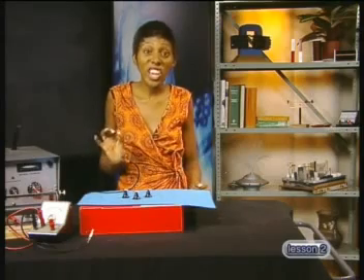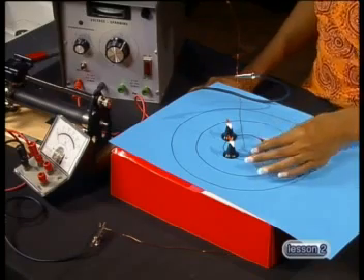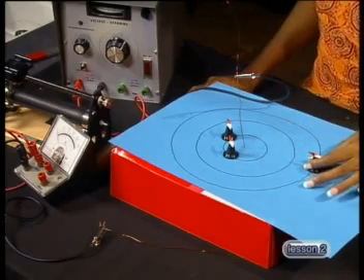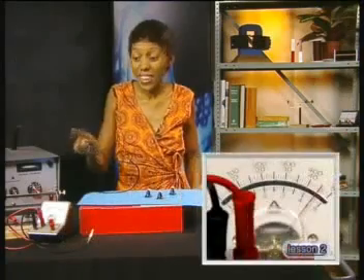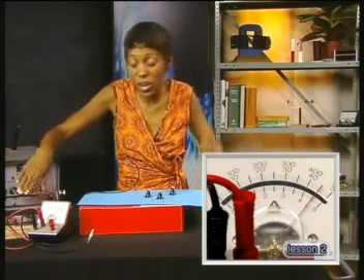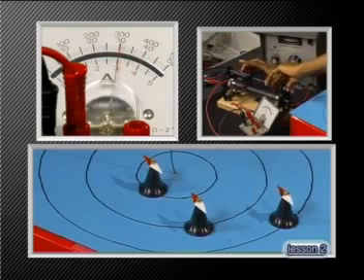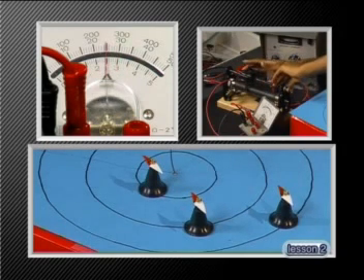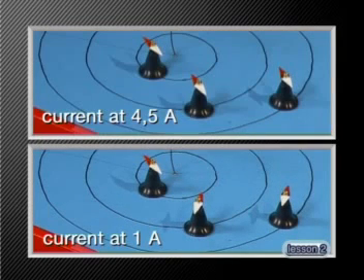Next, I'm going to change the size of the current. I've placed the compasses at different distances from the conductor. Here, the current is 4,5 amperes. I'm now going to use the variable resistor to reduce the current. Watch carefully. I hope you recorded your observations and conclusions.